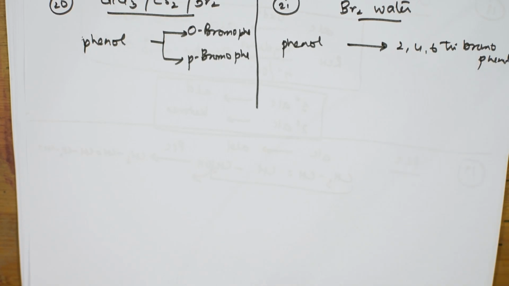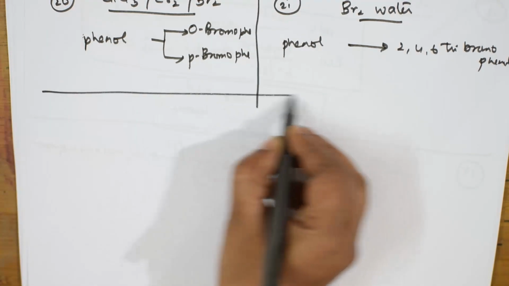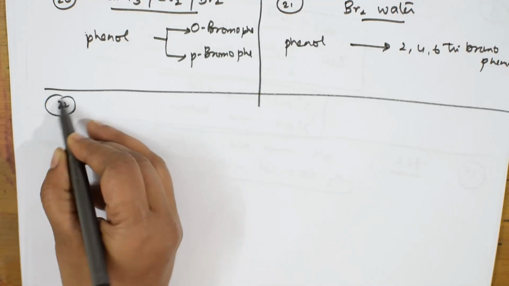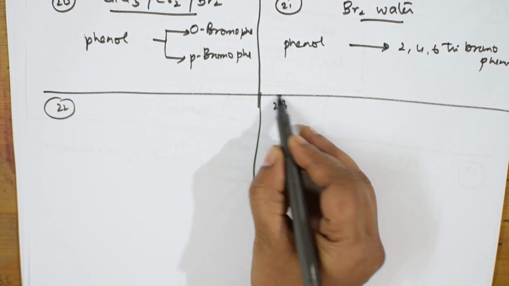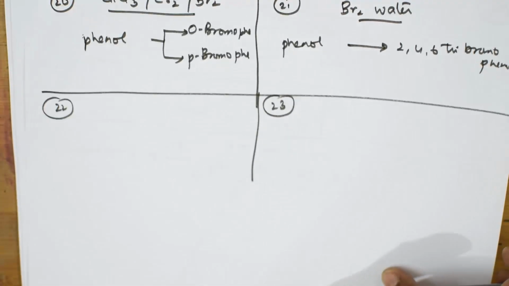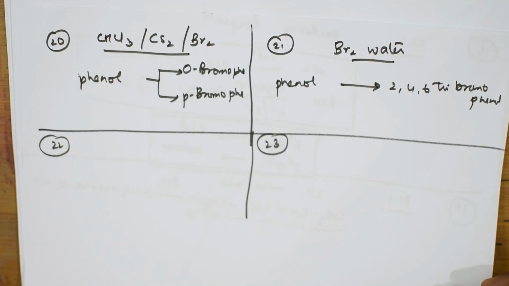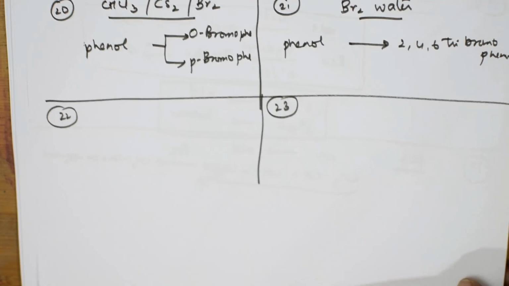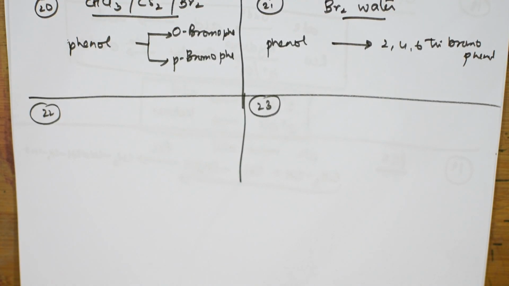Okay, this is one thing. Let us see one more difference, means one more reagent. What is its role? If I take the 22nd here and the 23rd here in the exam paper, now this is clear, I think. Chloroform in the presence of bromine and the solvent is carbon disulfide, a low polar solvent. Means the polarity of the solvent is very, very low.